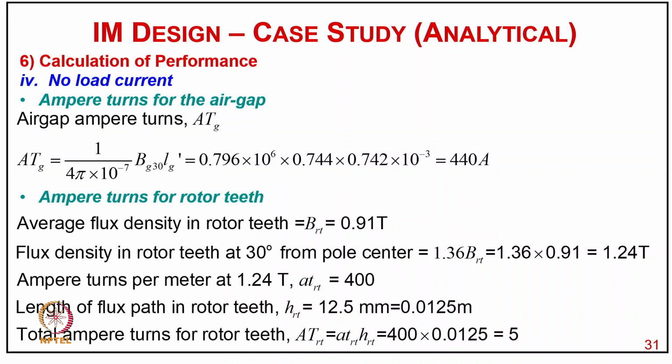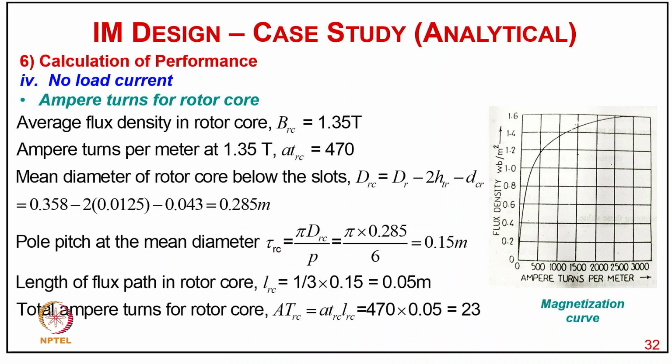Now the ampere turns for the rotor teeth we can calculate here. The average flux density in the rotor teeth is BRT equal to 0.91 Tesla, and the flux density in the rotor at 30 degrees from the pole center comes 1.36 into BRT, it comes 1.24 Tesla. The ampere turns per meter for the rotor teeth at 1.24 Tesla is small ATRT equal to 400, and the length of the flux path in the rotor teeth is HRT, that is 12.5 millimeter. So the total ampere turns for the rotor teeth is capital ATRT equal to small ATRT into HRT, giving the value, it comes 5 ampere.